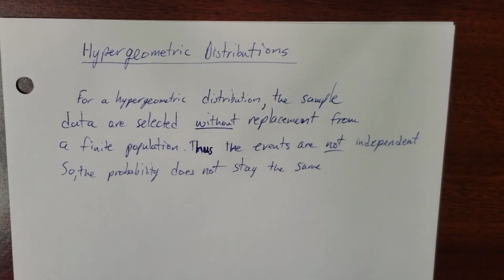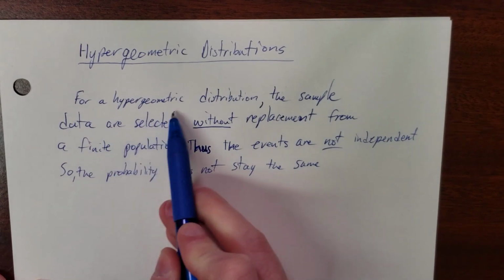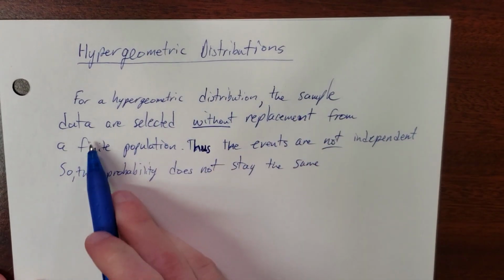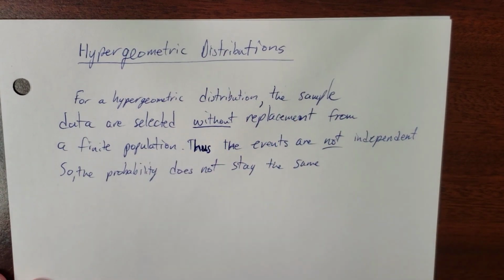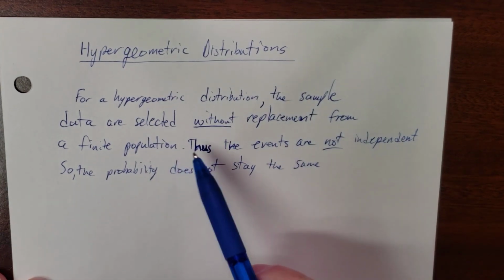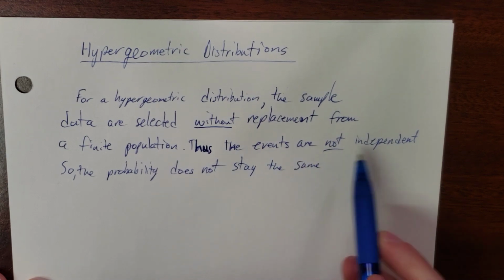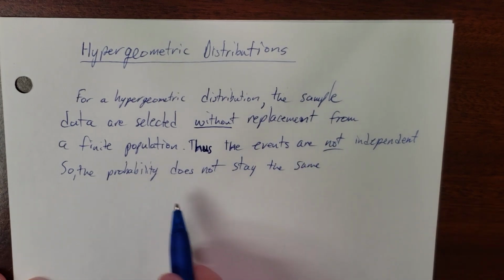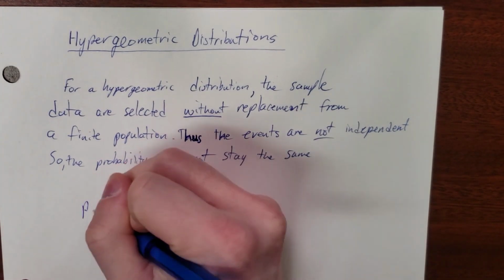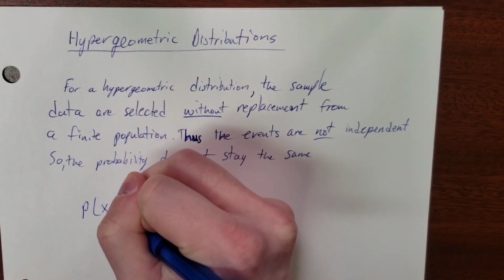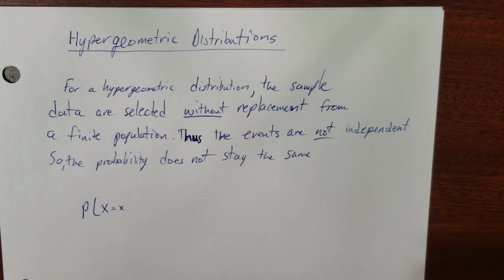In this video, we're going to be covering hypergeometric distributions. For a hypergeometric distribution, the sample data are selected without replacement from a finite population. What does that mean? Well, that means the events are not independent, so the probability does not stay the same between each selection.